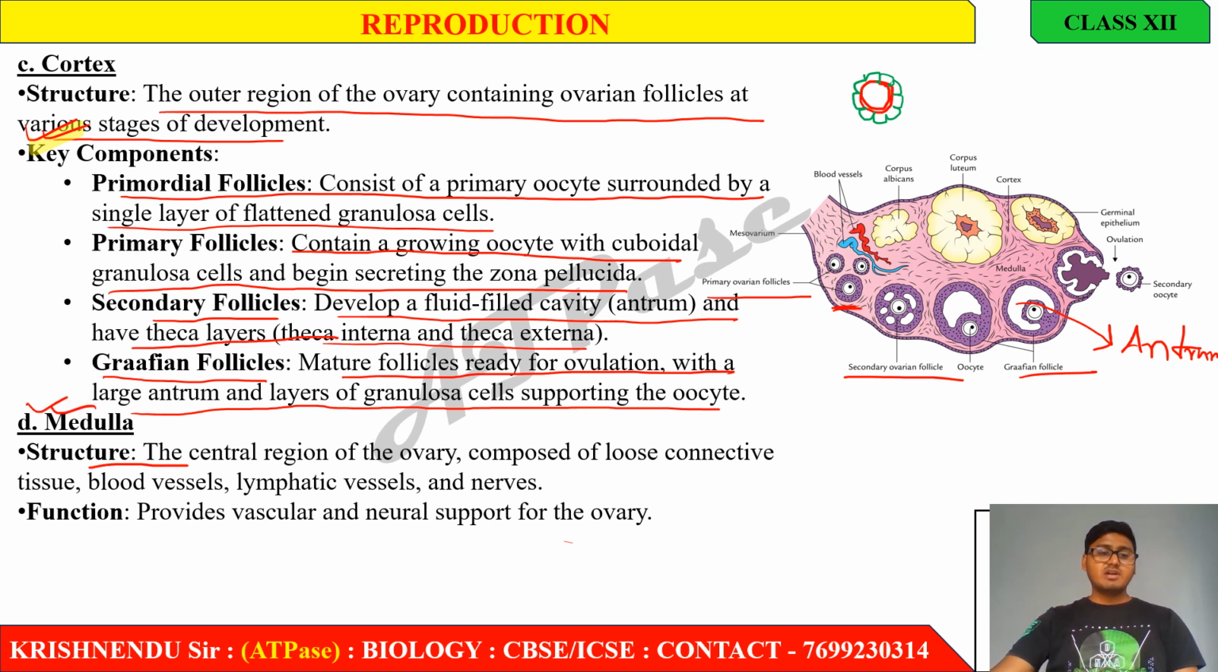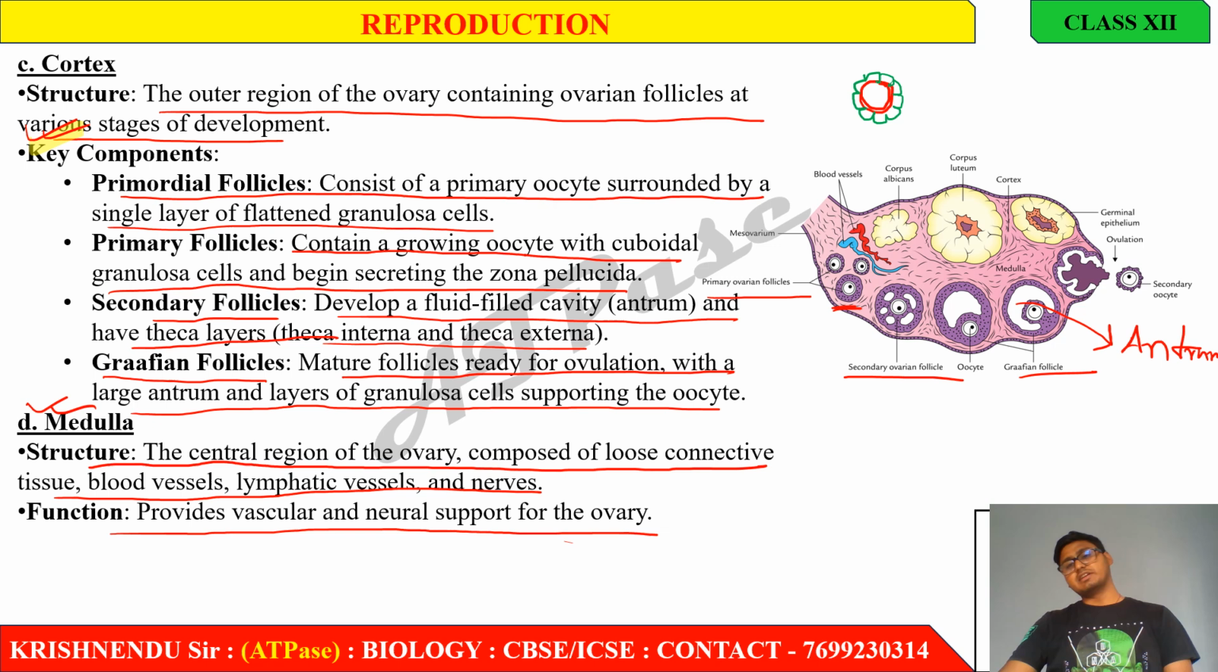The structure of the medulla is the central region of the ovary, composed of loose connective tissue, blood vessels, lymphatic vessels, and nerves. Function: it provides vascular and neural support for the ovary. This is the structure of the medulla.